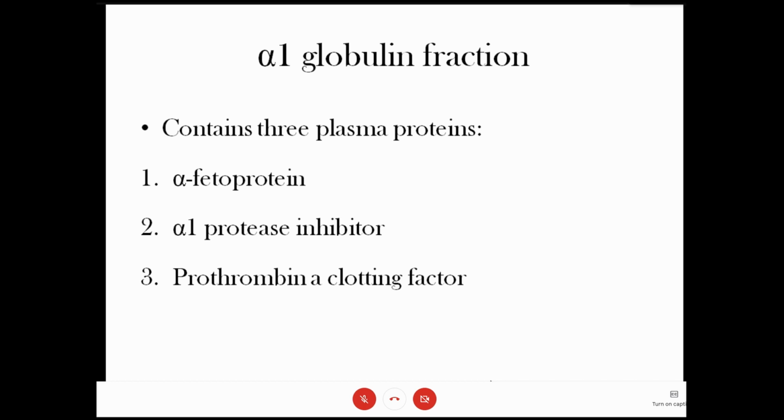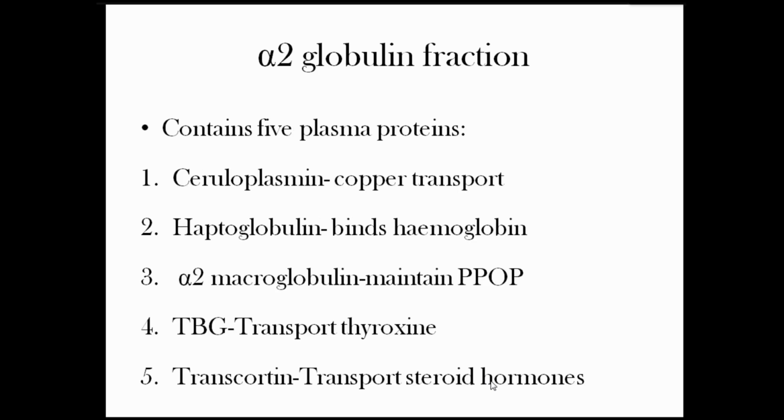Prothrombin is a clotting factor. It is also synthesized by the liver, and it is used to measure or to assess the liver's early dysfunction. Lack of prothrombin is increased bleeding. So a coagulation disorder in which there is excessive bleeding, prothrombin would be a marker. So clinically, prothrombin is a marker for a bleeding disorder or a coagulation disorder. So that's alpha-1 globulins done. Okay? Now we go to alpha-2 globulins.